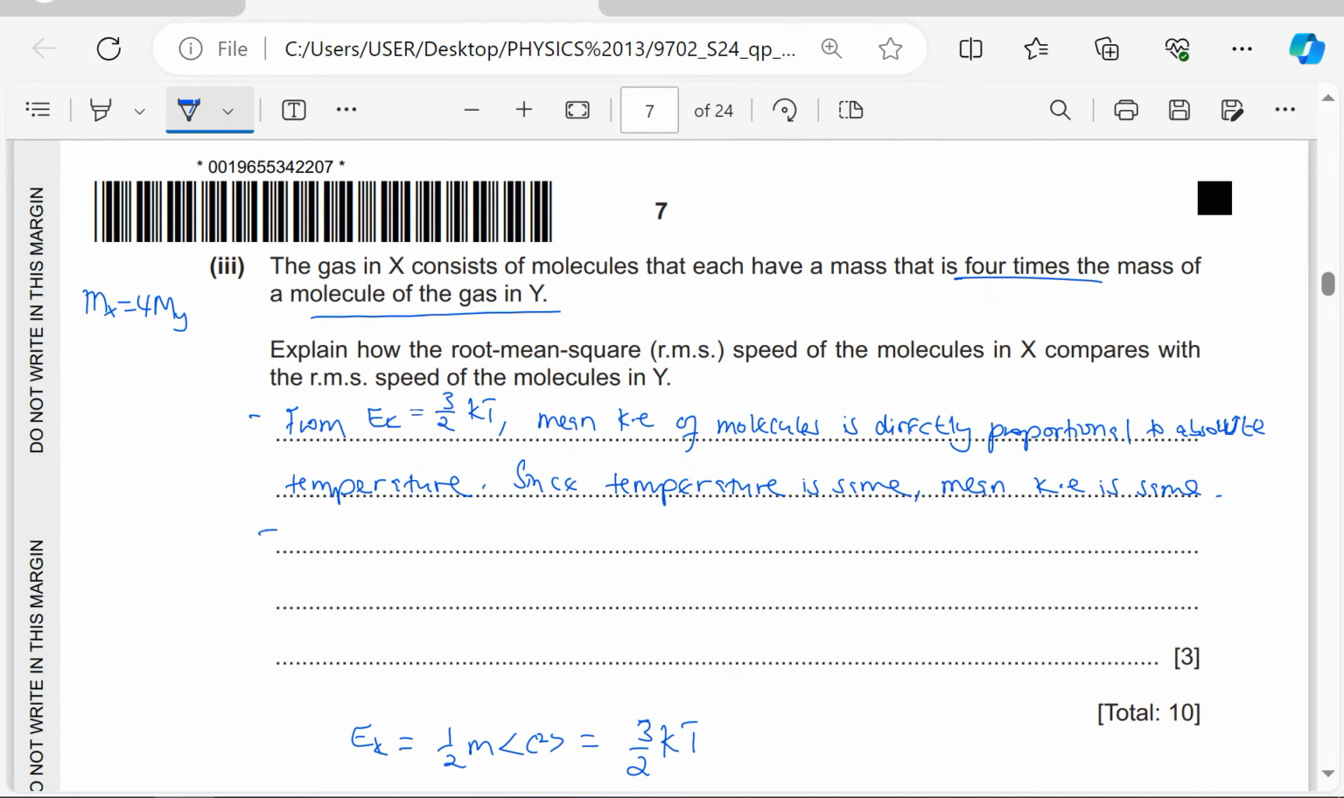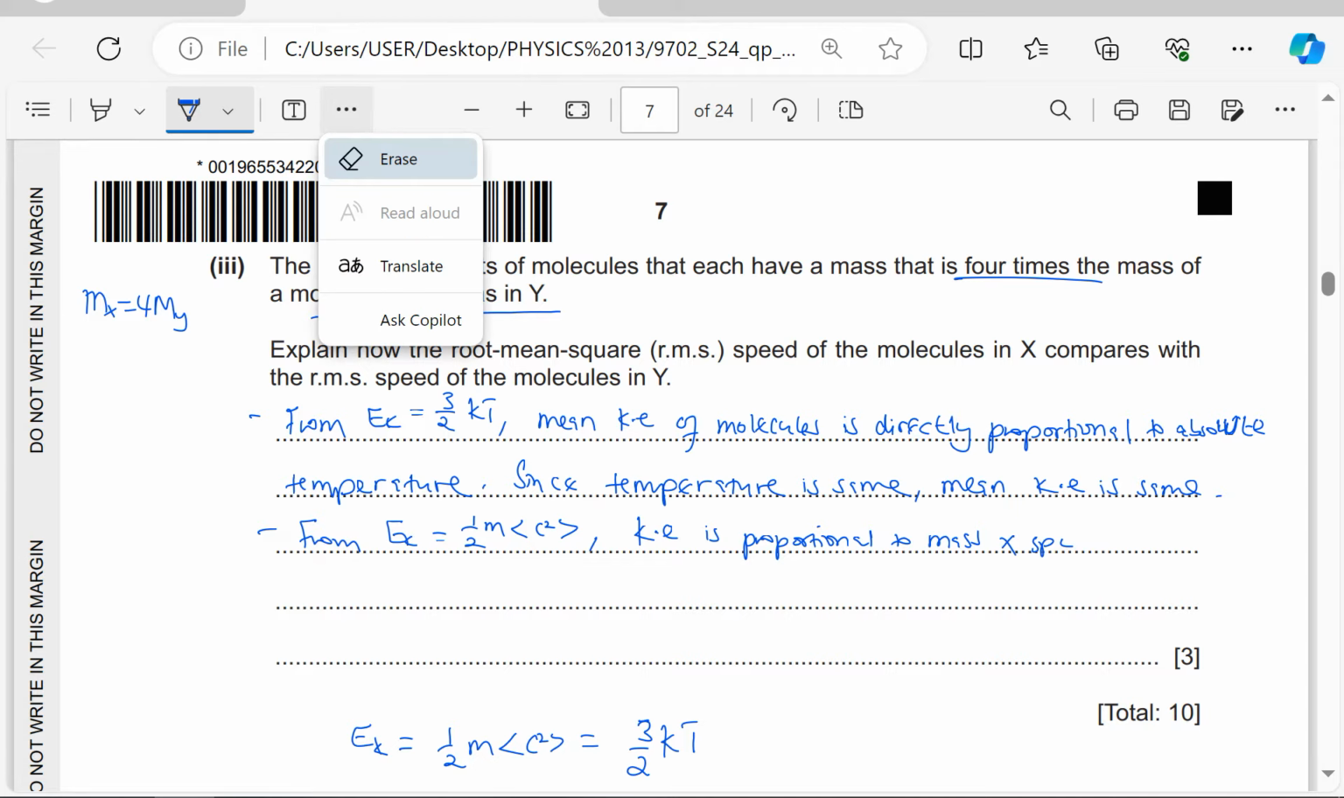Then also I'll say from Ek equals half m times the mean square speed, it means kinetic energy is proportional to mass times speed squared. Let me say times the mean speed squared.